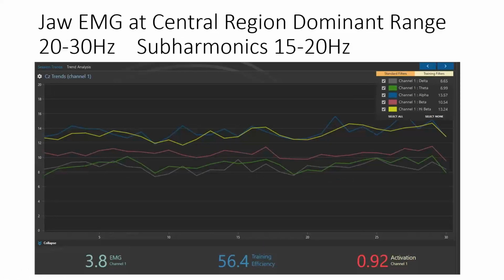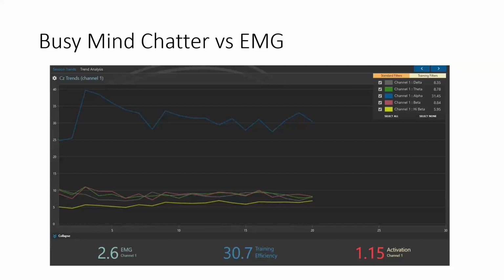Here's jaw EMG at central region. Dominant range is 20 to 30 hertz, subharmonics at 15 to 20. Notice we're not getting a huge amount. There is quite a difference between the two, but we're still over 10 hertz on the subharmonics at 15 to 20. So that's more likely temporomandibular activity.